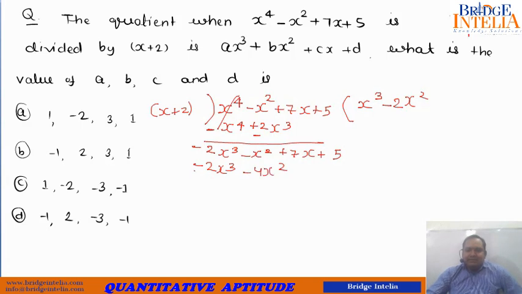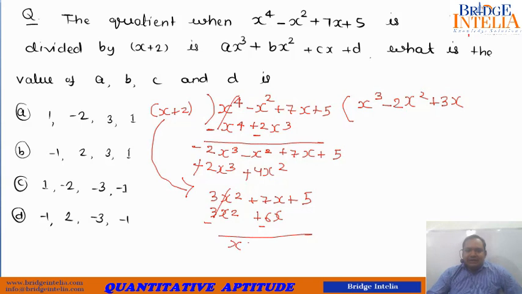And then if you subtract, you would see this minus minus plus, this also becomes plus. So you would then get 3x square plus 7x plus 5. Now what? From x you have to generate 3x square. How can you do that? You can do that by multiplying with 3x. If you do that, you get here 3x square and here you get 6x. Now if you subtract, this term gets cancelled and you are left with x plus 5.